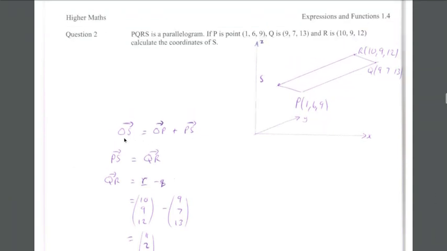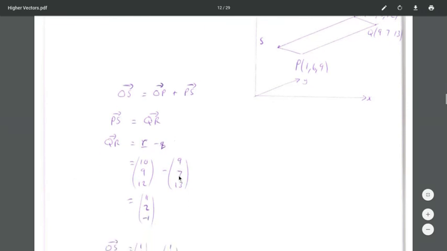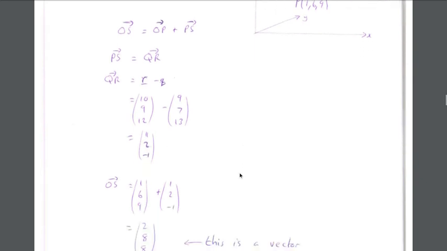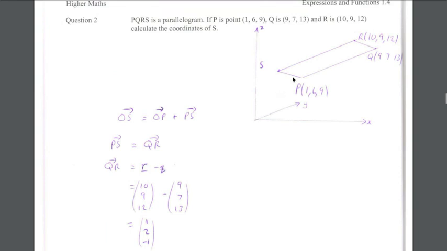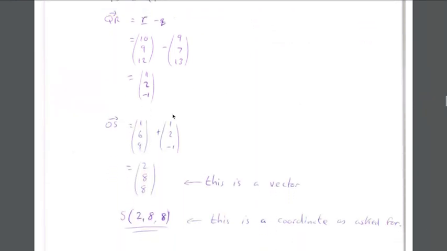So what I've actually done, to get from O to S, or just to find out where point S is, is do O to P. So I'm going from the origin to point P, then I'm going from P to S. I know, because it's a parallelogram, P to S will be the same as Q to R. So let's find out vector QR. That'll be r minus q, which will be (11, 2, -1). So then to get from the origin to point S, I'm going to go to point P, then add on vector PS, which is the same as vector QR, which we've just calculated. So that'll be (1, 6, 9) plus (1, 2, -1), which would give us (2, 8, 8).